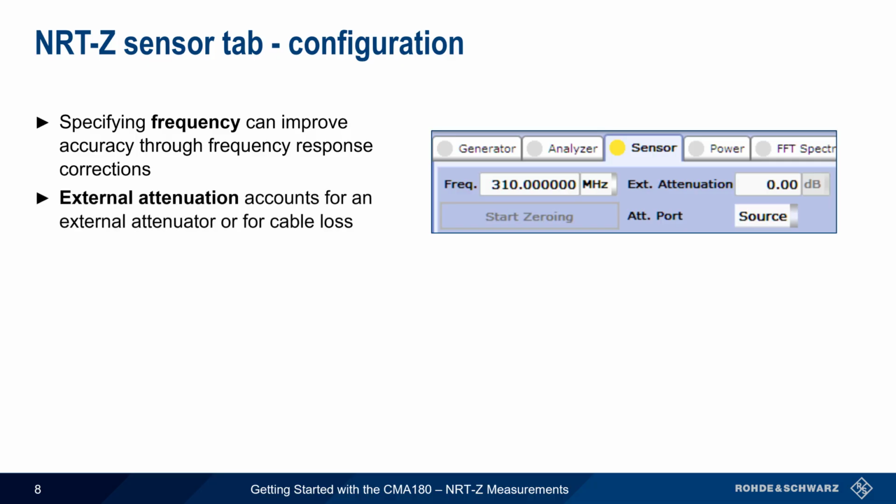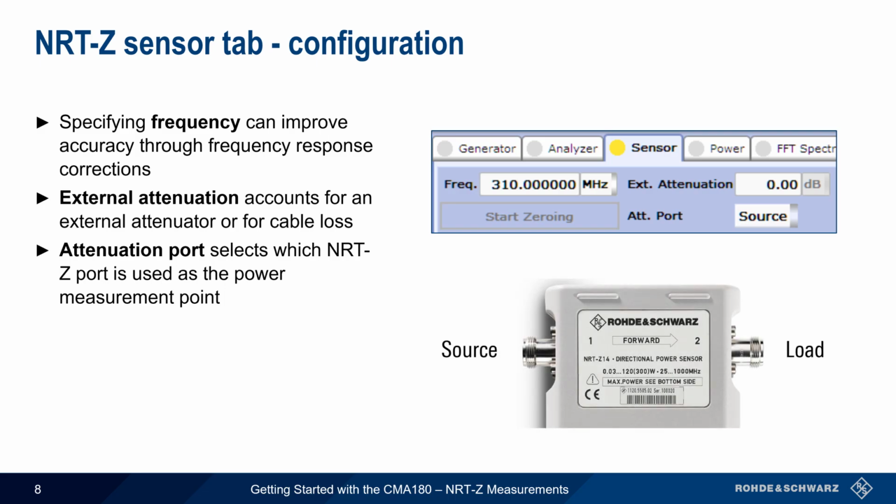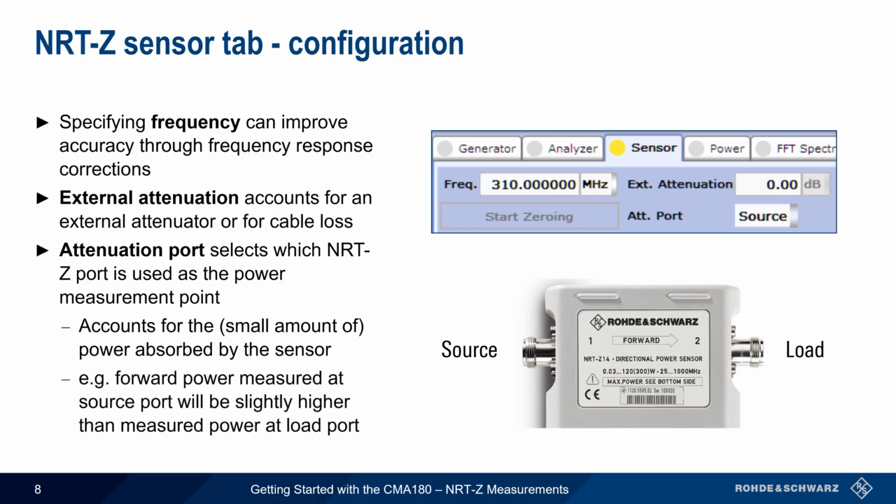An external attenuation value can be provided to account for any external attenuators or any cable loss between the device under test and the sensor input. Attenuation port is used to select which of the NRT-Z ports is used as the power measurement point. Since the sensor absorbs a small amount of power, the forward power measured at the source port will be slightly higher than the forward power measured at the load port, and a similar situation occurs when measuring reflected power as well.